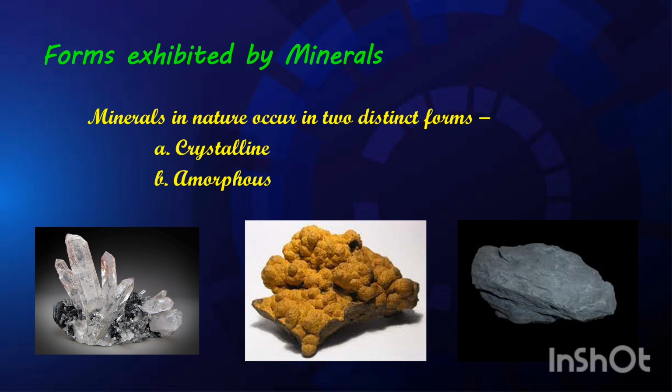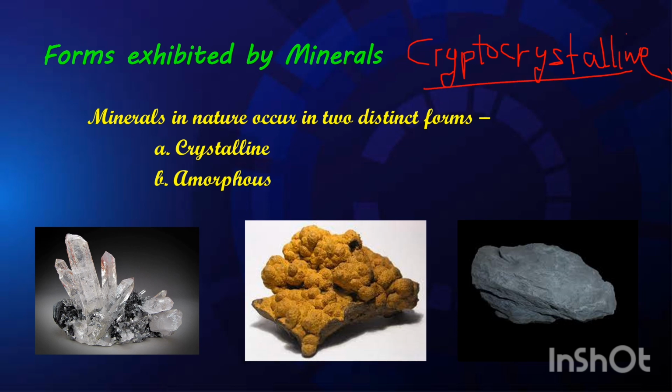Anyways, we also have one form which is called cryptocrystalline. This is a form which is in between crystalline and amorphous. Crypto means fake or duplicate, and crystalline is crystal. So it fakes the morphology of crystals, but it is not crystalline at its molecular level. We'll see what is crystalline and amorphous, and then we'll see what is cryptocrystalline.